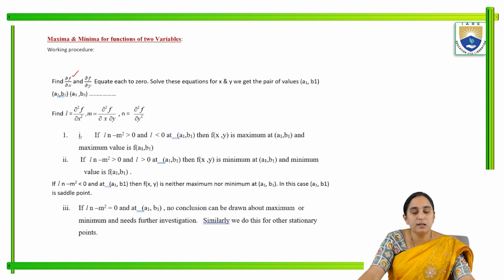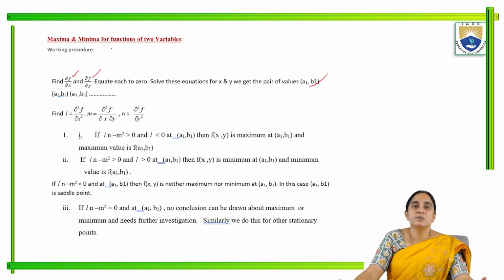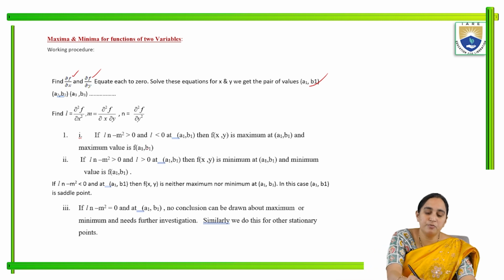After getting that L, M, N, now if LN minus M square is greater than 0 and L is less than 0 at a1 b1, where do you get a1 b1? These are the stationary points after solving the dou f by dou x and dou f by dou y equations. We have to substitute each and every stationary point in LN minus M square and L. If LN minus M square is greater than 0 and L is less than 0 at a1 b1, then f of x comma y is maximum at a1 b1. For the particular value a1 b1, when the two conditions are satisfied, a maximum value exists. We have to substitute in the given function, that is f of a1 b1.